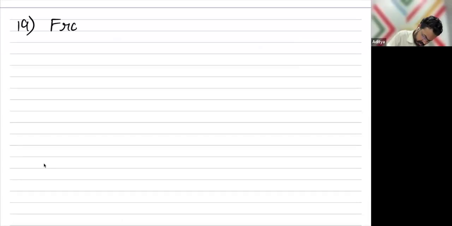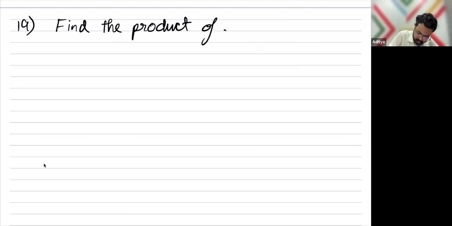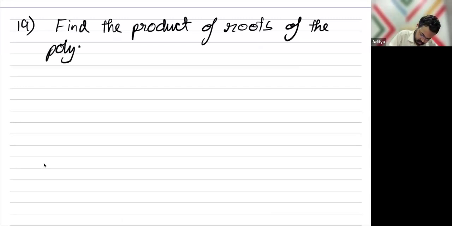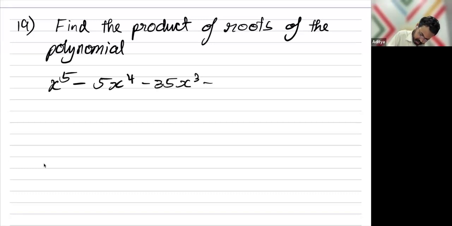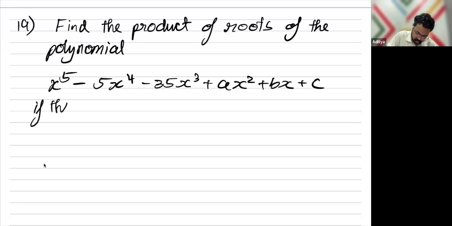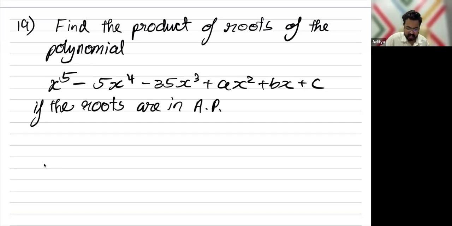Okay. 19th question, find the product of roots of the polynomial x to the power 5 minus 5x to the power 4 minus 35x cube plus ax square plus bx plus c, if the roots are in AP. Now this borrows concepts of Vieta's identities that were discussed in the last class, but now the roots are in arithmetic progression, so you can try attempting. You just need to find the product of roots over here.